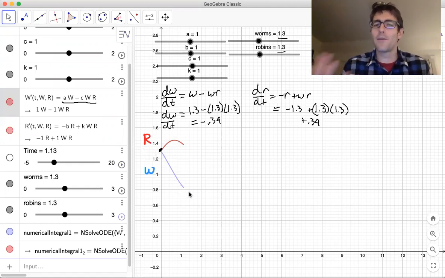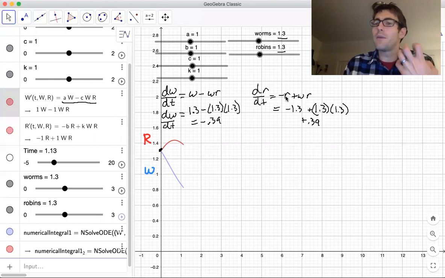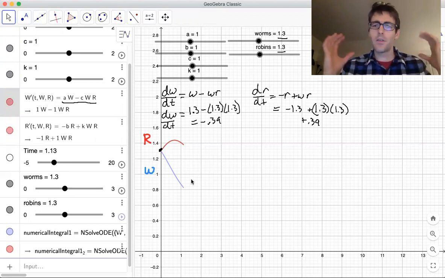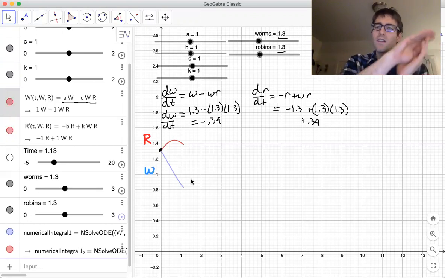The robins are running out of food, so maybe this minus R term is sort of dominating this effect, and the W R is having less of a beneficial effect, and now dR/dt ends up being something negative. So I want everyone to take a moment, pause the video, and think about what's going to happen to these curves in the future. As this system develops, what do we think is going to happen next?